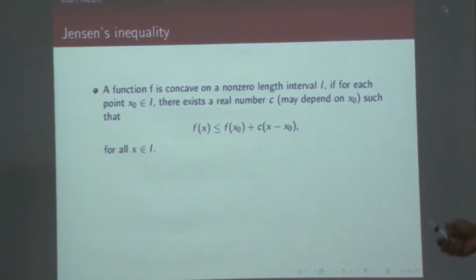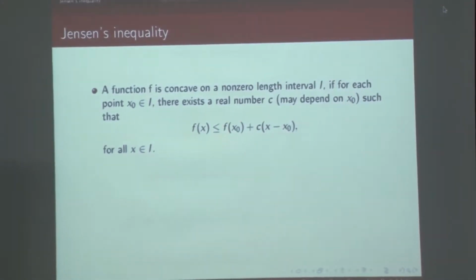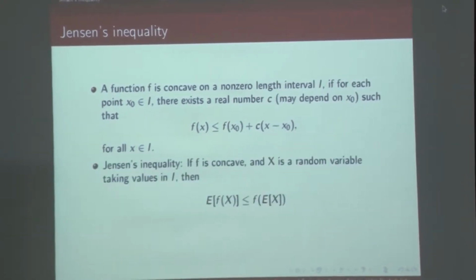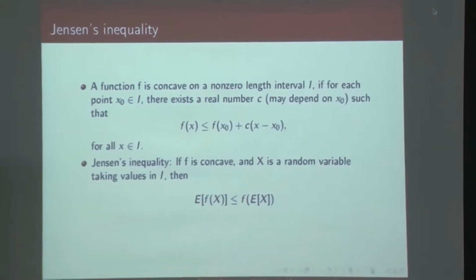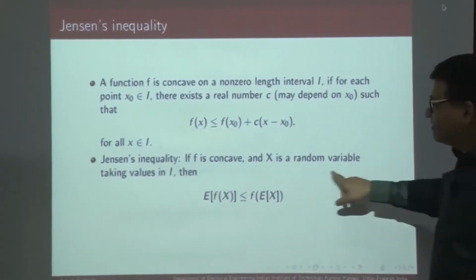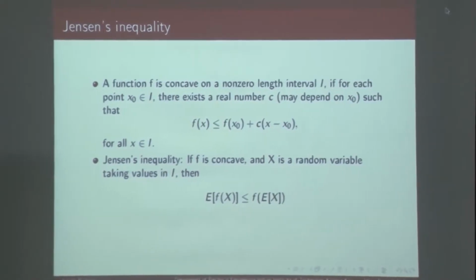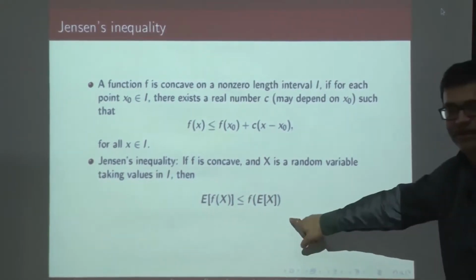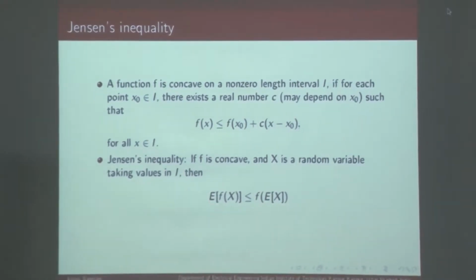Similarly, I can define it for a convex function, where f of x will be greater than or equal to this. Now, Jensen's inequality says if the function is concave and if x is a random variable taking values in this interval over which the function is concave, then this relationship holds, which is the expected value of the function is less than or equal to the function evaluated at the expected value.